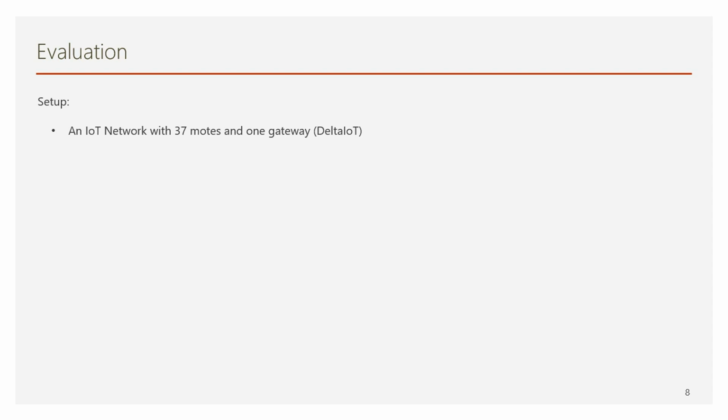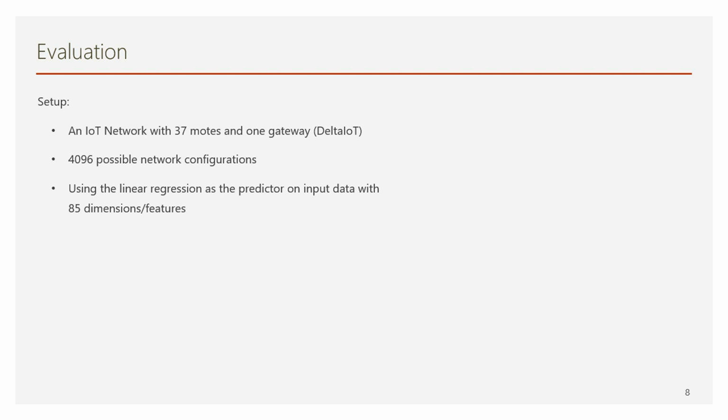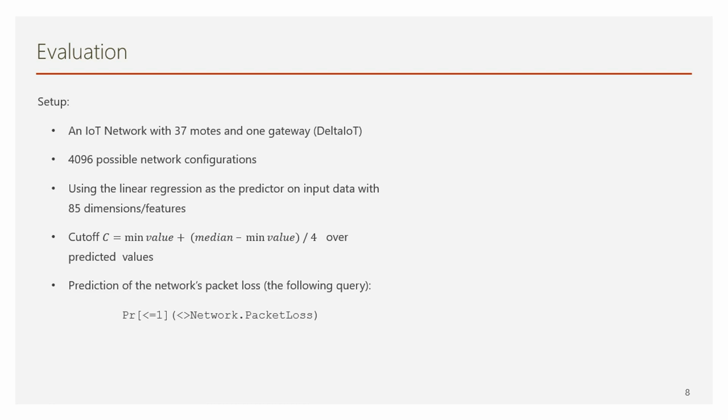We evaluated the introduced probabilistic bound through DeltaIoT, an IoT network with 37 motes and 1 gateway. The adaptation goal is to minimize the packet loss in the network for a given power setting of the motes to communicate data. The managing system in this application exploits a regressor that predicts the packet loss of 4096 possible network configurations. The predictions are used to reduce the adaptation space based on a cutoff value C. And to predict the value of the packet loss, we use the following verification query on PolySMC.